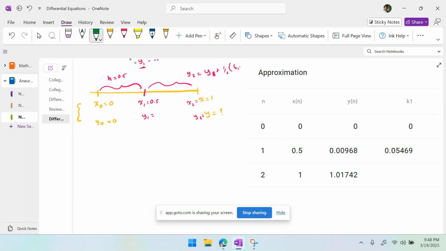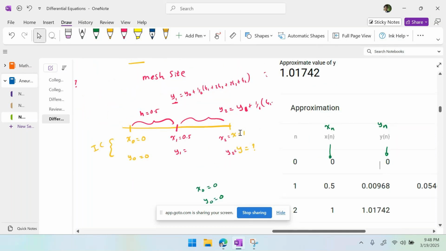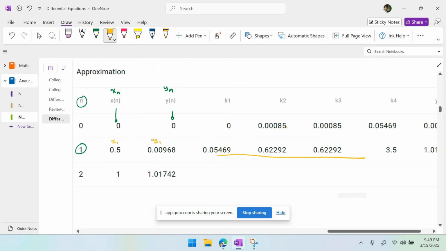Now what you have is, you started from x naught equals 0, y naught equals 0. See, this is xn and this is yn, and the value of n is given here. So x naught equals 0, y naught equals 0. Calculated the corresponding k values using these numbers, and then used this formula to calculate y1. And now this refers to the case where n is equal to 1. So this becomes x1 and this becomes y1. So x1 is 0.5. We already knew that. And the corresponding y1 is 0.009 something. Okay. And then we calculated the k1, k2, k3, k4 values using these numbers.